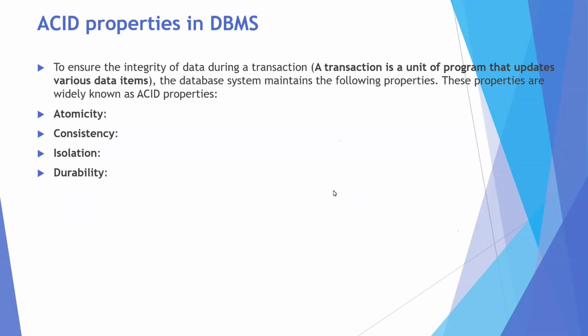Yeah, so this one is a very, very critical area in a database management system, right? Even if you want to be a serious database administrator, or if you want to be certified with Microsoft SQL Server, or with Oracle University for Oracle databases, you need to understand the ACID properties of databases. To ensure the integrity of data during a transaction, the database must maintain the ACID properties. So the first one is atomicity. What is atomicity?